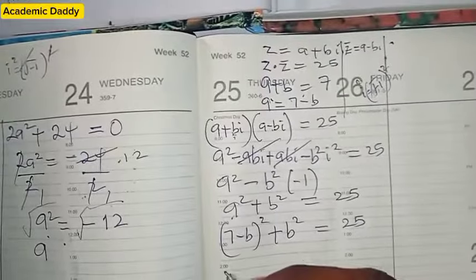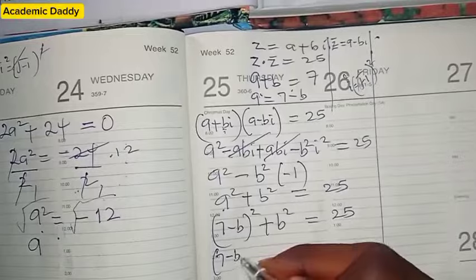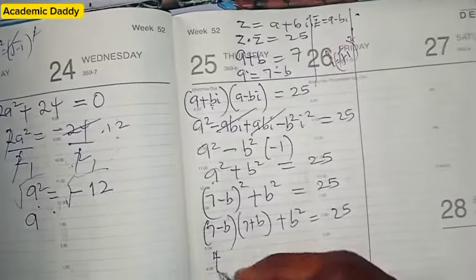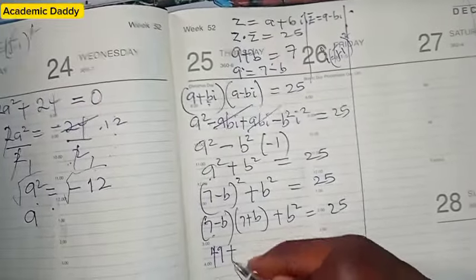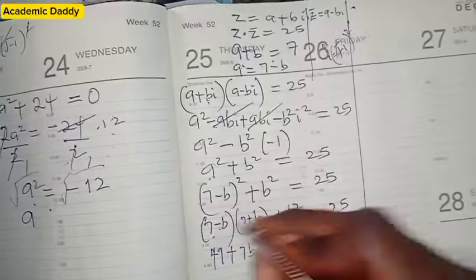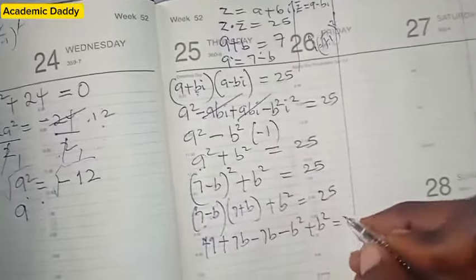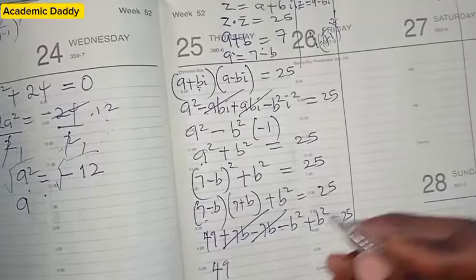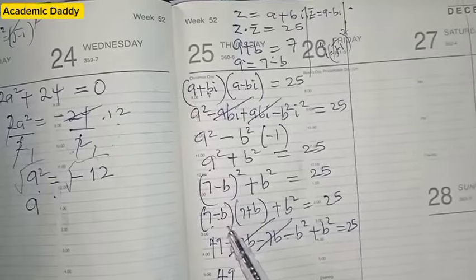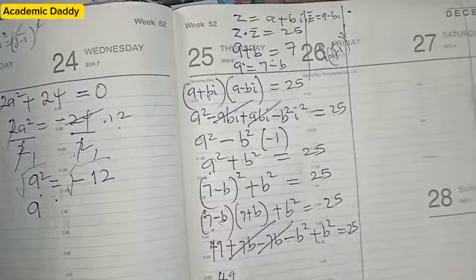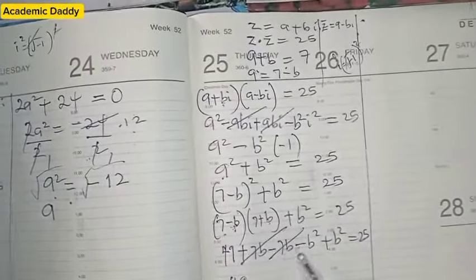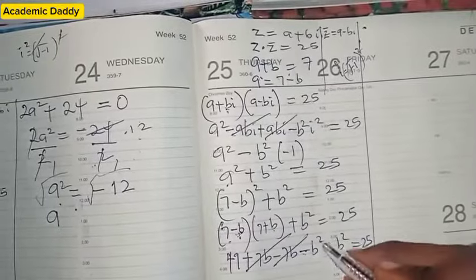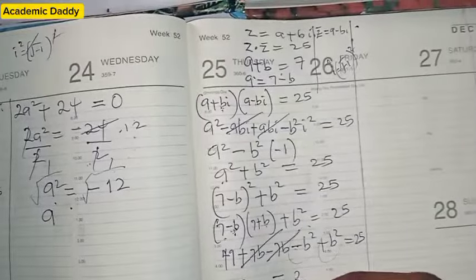So that I now have 7 minus b, 7 plus b squared is equal to 25. 7 times 7, 49. Then minus 7b plus 7b minus b squared plus b squared equals 25. This will take care of this, so that I now have 49 minus b squared. Minus b times b is minus b squared, then I have b squared. So this is minus b squared plus b squared. This will be 0, so equals 25.